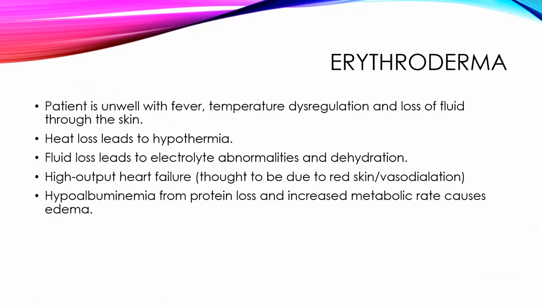So these patients do not feel well because they have temperature dysregulation because all of their skin is involved, over 90%. They lose a lot of fluid through the skin, a lot of heat through the skin. It causes hypothermia. They often are chilling. They tell you they cannot get warm. They feel pretty miserable. They also lose a lot of fluid through the skin, which causes electrolyte abnormalities, as well as dehydration. And they can also have high output heart failure, which is thought to be due to that red skin that is caused by vasodilation.